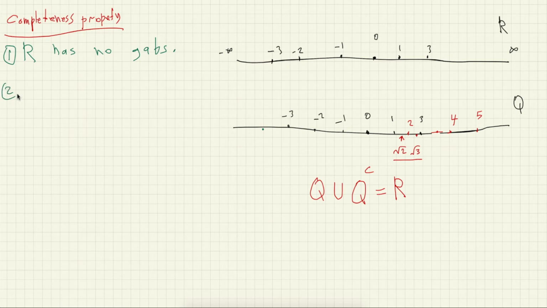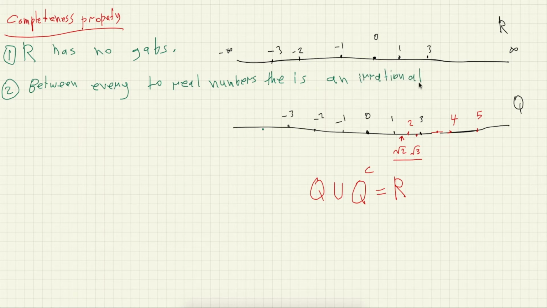The second fact, which is very important: between every two real numbers, there is an irrational number. No matter how close those numbers are.